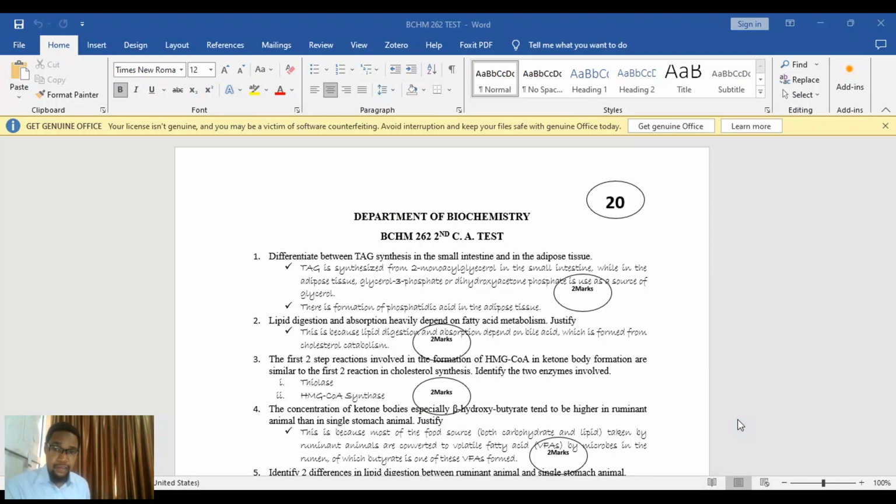Now question 2 says lipid digestion and absorption heavily depend on fatty acid metabolism, and I think we discussed that in the class when I met you. This simply is all about bile acid formation. Remember how cholesterol is formed. Cholesterol is formed from acetyl-CoA, and this acetyl-CoA is used for the synthesis of cholesterol. The metabolism or degradation of cholesterol leads to the formation of bile acid, and this bile acid is central when it comes to emulsification and lipid digestion, remember. So in one sentence, you can cover that.